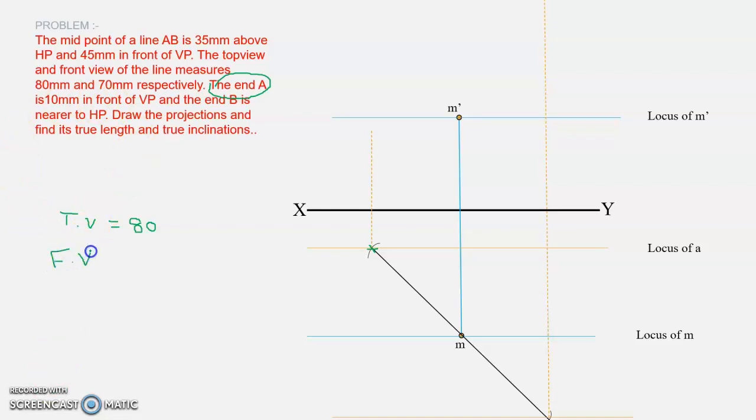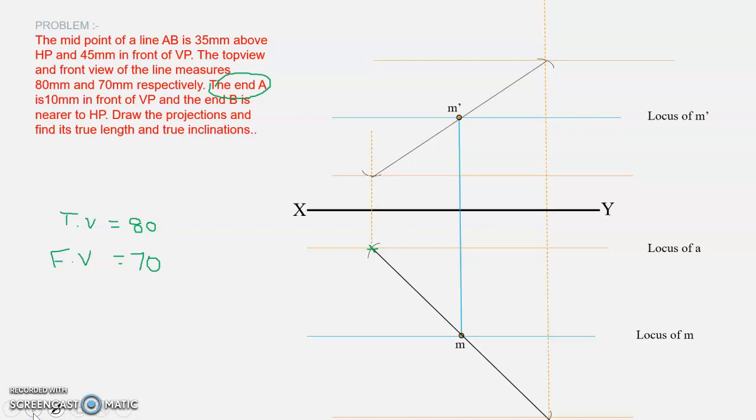The front view passes through the midpoint, right? So in your compass, take 35 mm, that is half of the front view. Since we are going to make an arc from the midpoint, take half of the distance in both front view and top view. So 35 mm in your compass, make an arc on the end projectors like this. Now we have got the locus of A dash and B dash. Now we can join these two arcs. This is the front view.